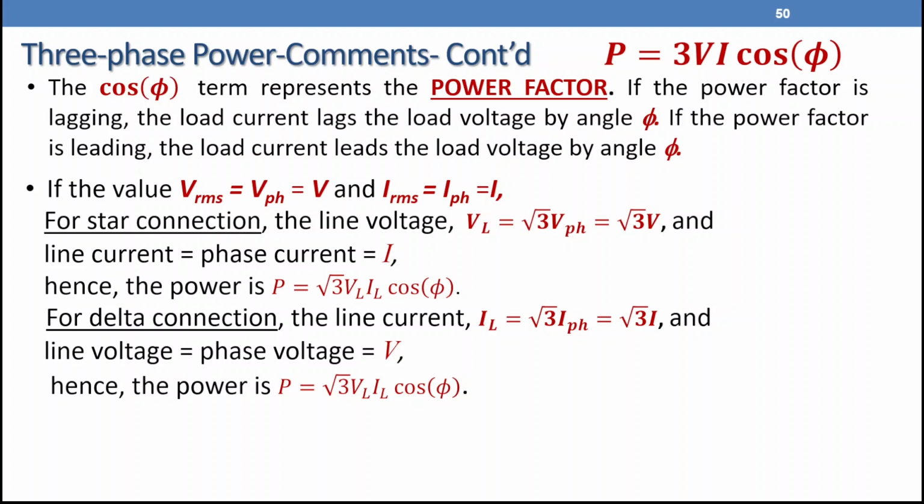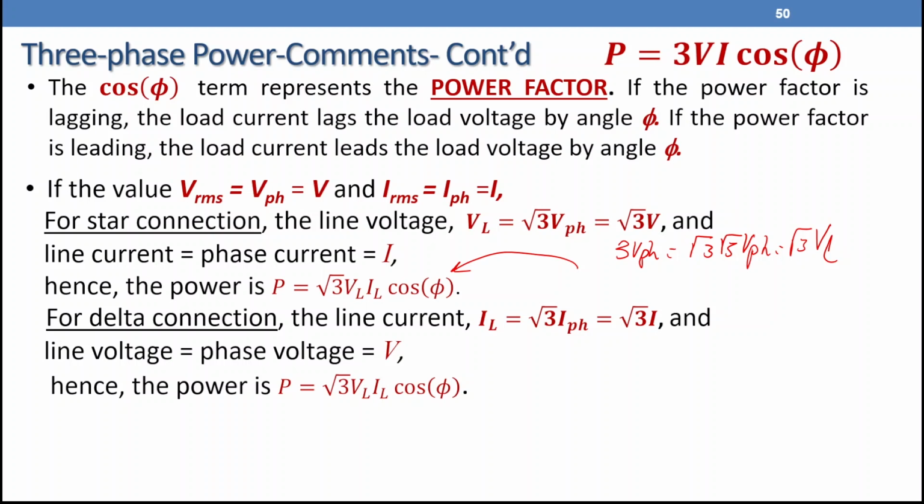If VRMS equals V phase equals V, and IRMS equals I phase equals I, for star connection, the line voltage V line equals root 3 V phase equals root 3 V, and the line current equals phase current equals I. So I can say that 3 V phase I phase can be written as root 3 V line I line cosine phi.